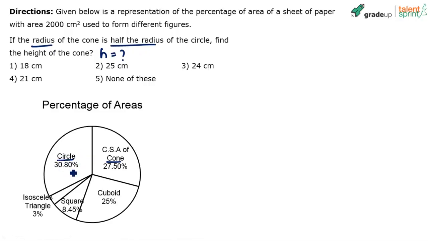Circle. Here we know that circle is 30.8% of what? 2000. Remember the total value is 2000. Now what is 30.8% of 2000? We had calculated this, right? 600 plus 16, 616, right? So basically the area of the circle is 616. Right, area of the circle is 616.